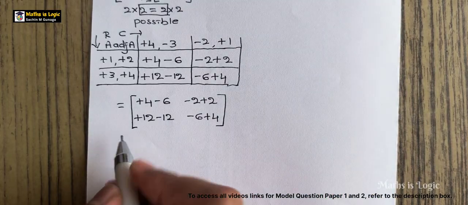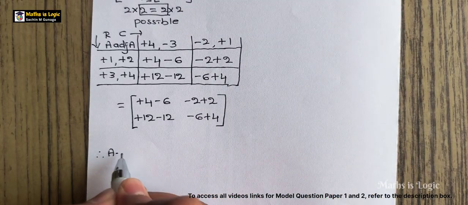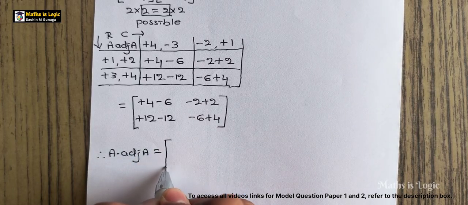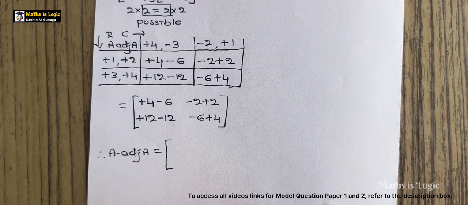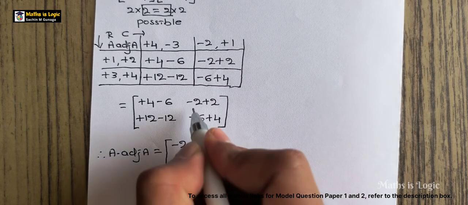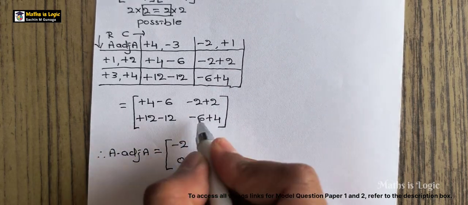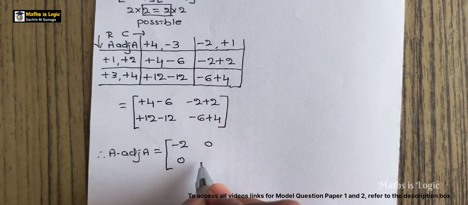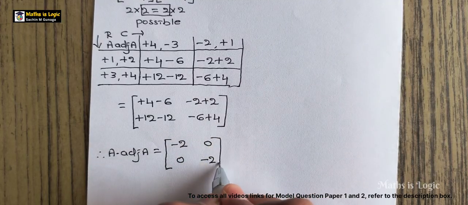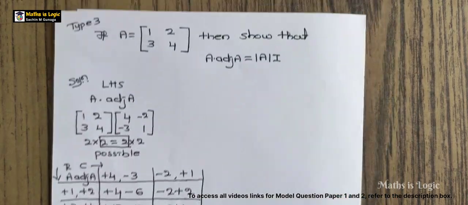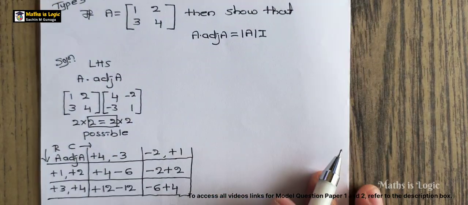Next, use the calculator. Therefore, A into adjoint of A value is 4 minus 6, minus 2 plus 2, 0, plus 12 minus 12, 0, minus 6 plus 4 is minus 2. So this is the left hand side value. I am going to call it equation 1. We got the left hand side.